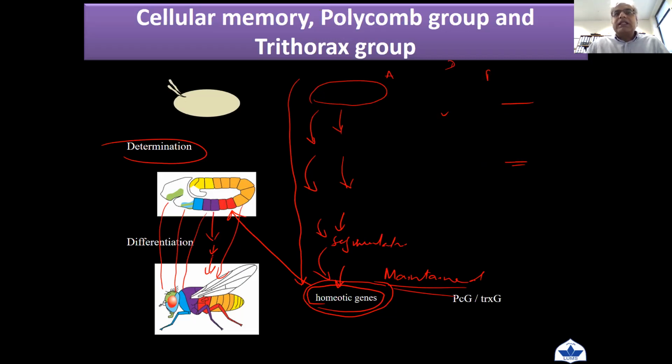So once all these are gone, the gene expression pattern of homeotic genes is maintained by two chromatin regulators, which we call polycomb group and trithorax group. Polycomb group is also called silencers, and these are activators, also called anti-silencers.